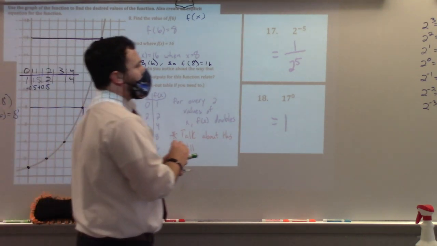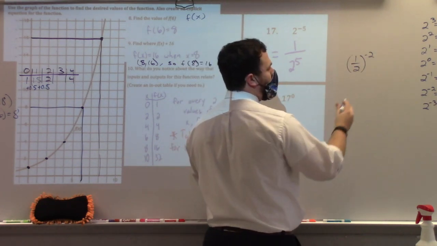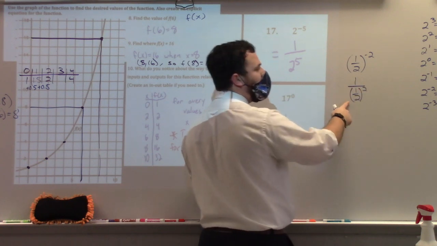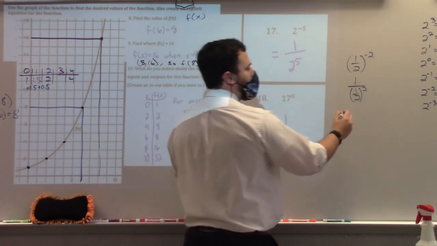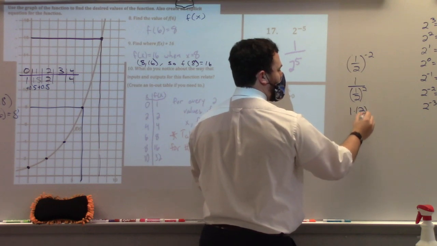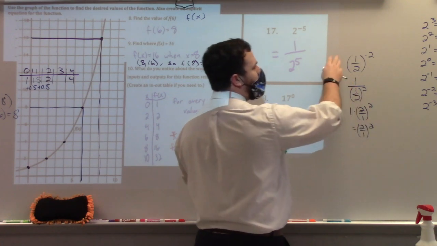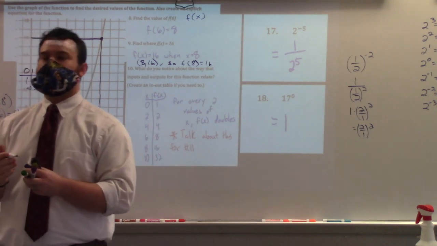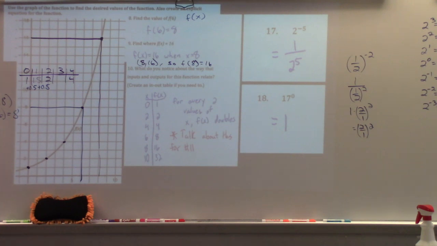The reason I bring that up is if I have 1/2 to the negative 2, that would give me 1 divided by 1/2 squared, but how do you divide by a fraction? You multiply by its reciprocal. So it'd be easier in that case to just take the reciprocal rather than having to do the division. So a negative exponent indicates repeated division, which can create the reciprocal.